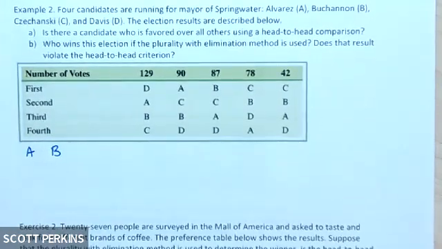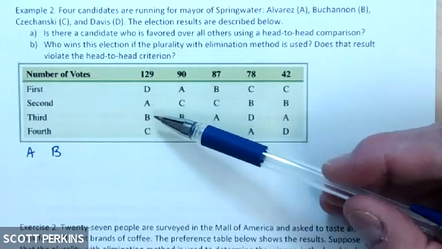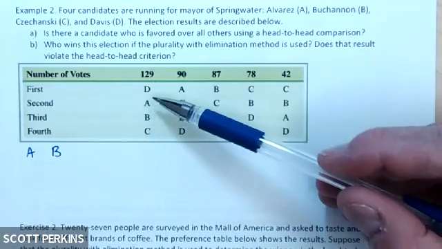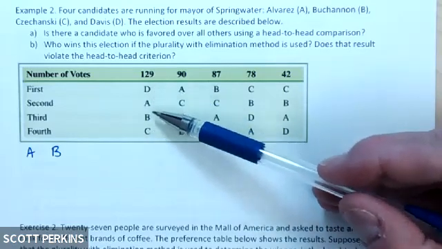What we're going to do is go through each column and see how many times A beats B or vice versa. So in this first column, now again, we're just comparing A and B. We don't care about anybody else at this point. Who wins these 129 votes, A or B?